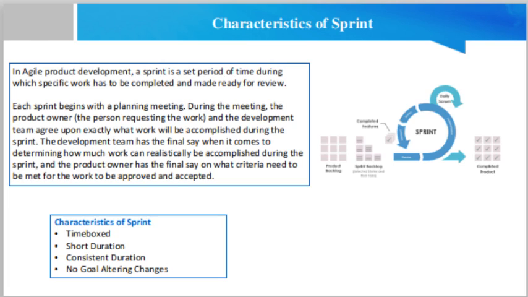No goal altering changes. One of the key characteristics that make Scrum so successful is the concept of no goal altering changes. Before we start the sprint, we define the goals for it. The goals are in the form of a product increment that is potentially released to production. If you are making an e-commerce website, the goal could be to create login and registration functionalities which will allow users to register a new account and log in using that account.